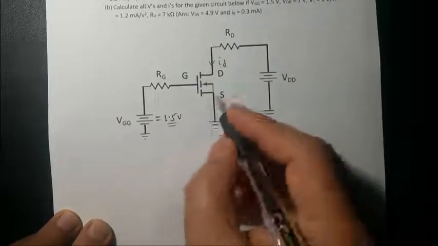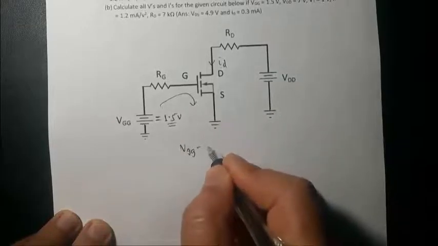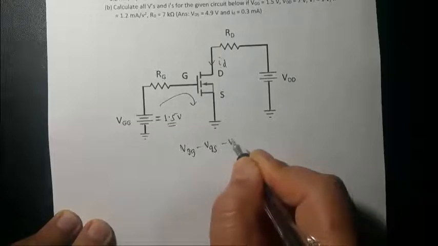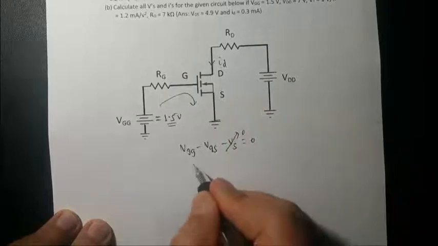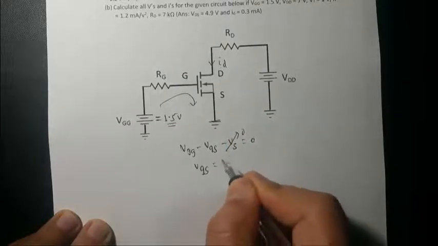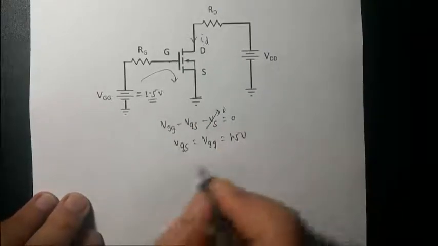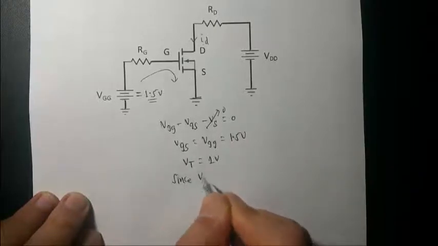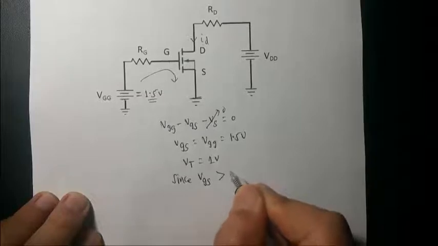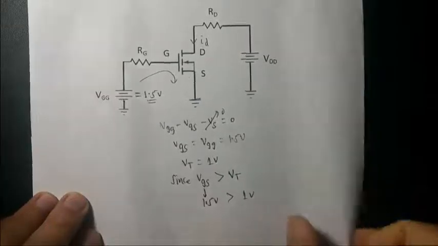So again we have to first calculate the gate source voltage. In KVL here, VGG minus VGS minus VS is equal to 0, but the source is connected to the ground directly, so VGS is just VGG, which is 1.5 volts, and the threshold voltage is still 1 volt. So since the gate source voltage is greater than the threshold voltage, because here it is 1.5 volts and 1 volt, the transistor conducts.